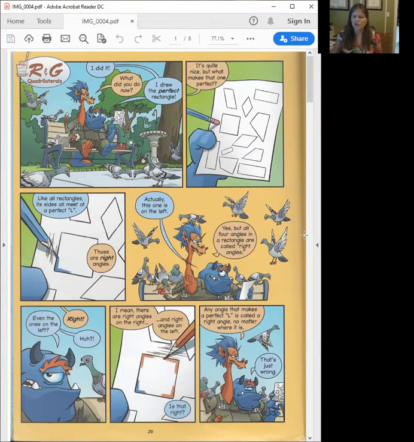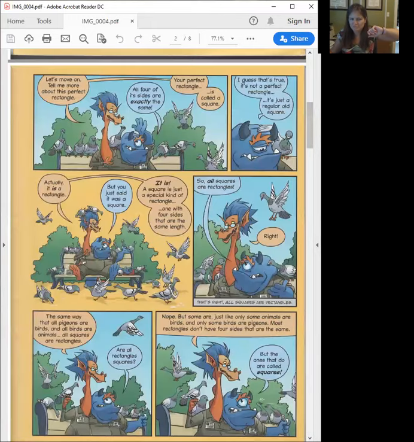Even the ones on the left? Right. Huh? I mean, there are right angles on the right and right angles on the left. Is that right? Any angle that makes a perfect L is called a right angle, no matter where it is. That's just wrong. Let's move on. Tell me more about this perfect rectangle.